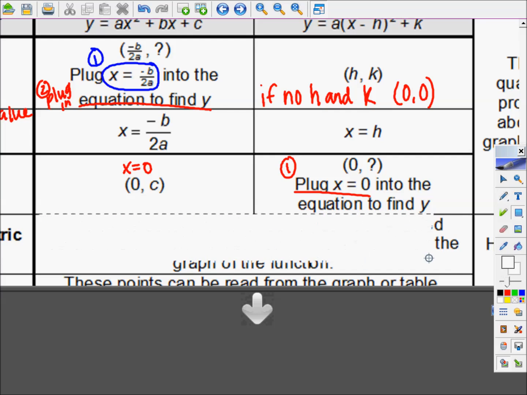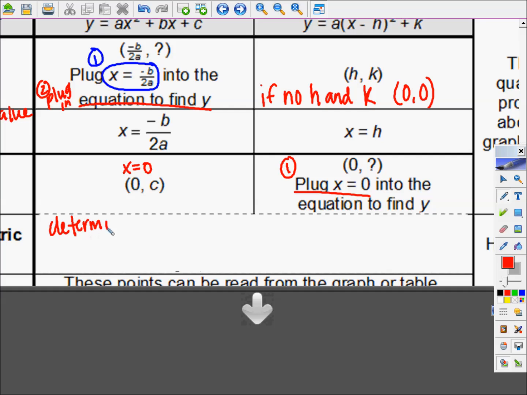Alright, the easy way of saying how to find the point symmetrical to your y-intercept is to determine how far the y-intercept is from the axis of symmetry.